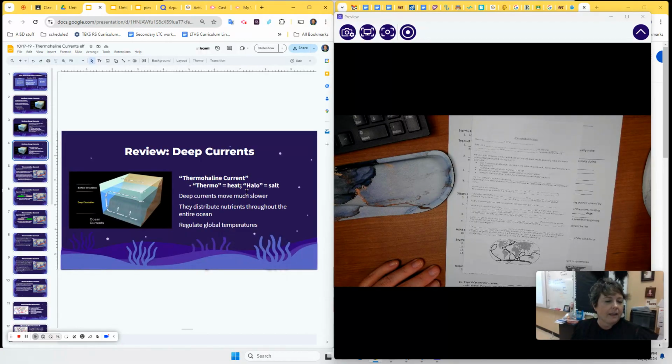Then we have thermohaline currents. You guys did this in your warm-up. So thermo is heat and halo is salt. They are very deep currents. They move slowly and they distribute nutrients like salt and also heat. I don't know if heat's a nutrient, but they distribute them throughout the ocean. And they do regulate global temperatures. They're not just the water temperature, but they regulate global temperatures.